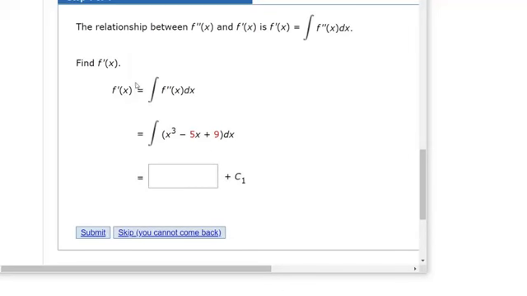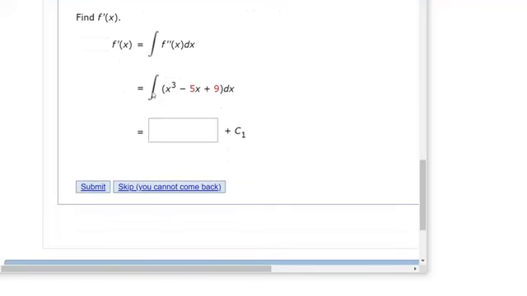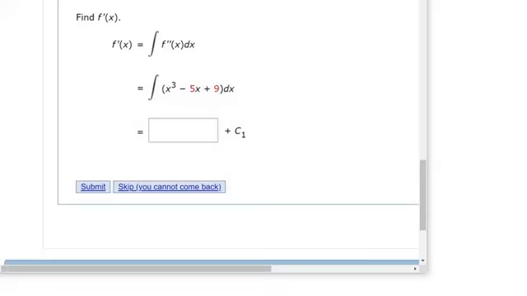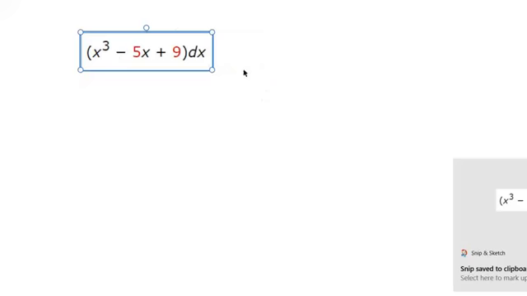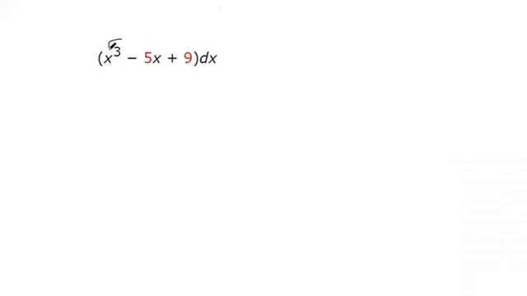Okay, so we're supposed to find the first derivative, and they tell us that the first derivative is the antiderivative of x to the third minus 5x plus 9. In other words, this expression was the derivative of something. We took a derivative, we ended up with this. When you take derivatives with polynomials, we use the power rule, right? The power comes down, multiplies, and then it gets reduced by 1. This is the reverse power rule.